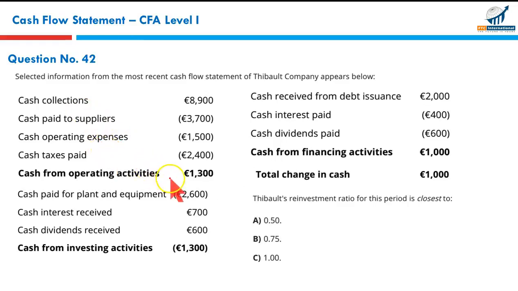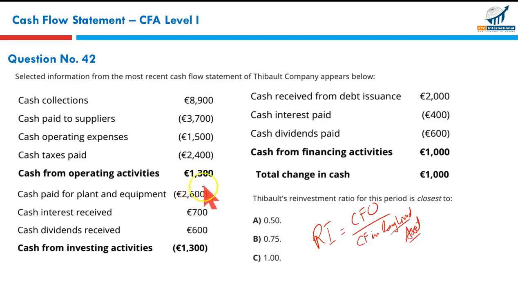It has operating activities, cash flows, investing and financing, and the total cash change over the period. What is needed? The reinvestment ratio for this period. Reinvestment ratio is a very simple calculation. It is simply the cash flow provided by operating activities divided by the cash used in acquiring long-lived assets, because in the US, long-term or non-current assets are called long-lived assets.